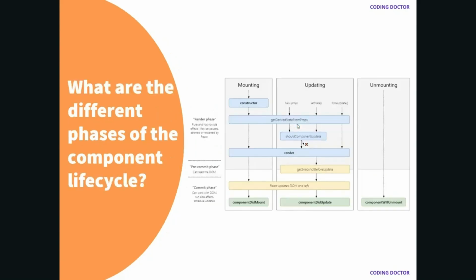What are the different phases of a component lifecycle? Every React component goes through these lifecycle methods from mounting to unmounting. We have constructor, getDerivedStateFromProps, shouldComponentUpdate, the render method, getSnapshotBeforeUpdate, componentDidMount, componentDidUpdate, componentWillUnmount. You can read more about it in the React documents.